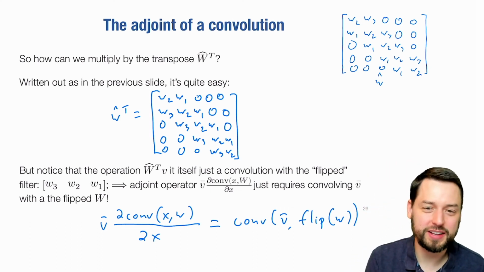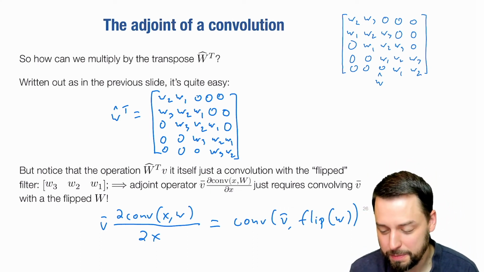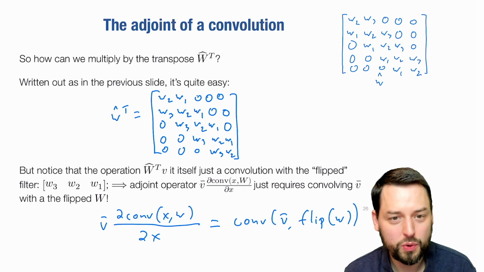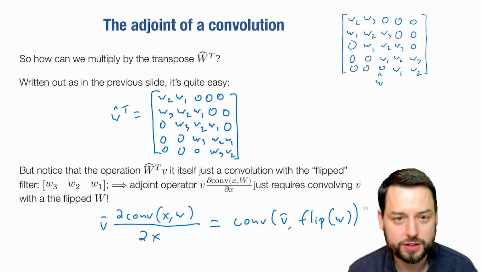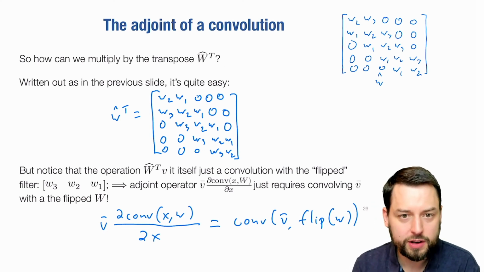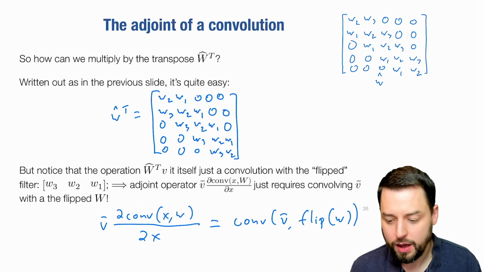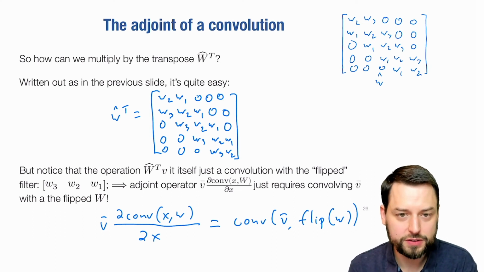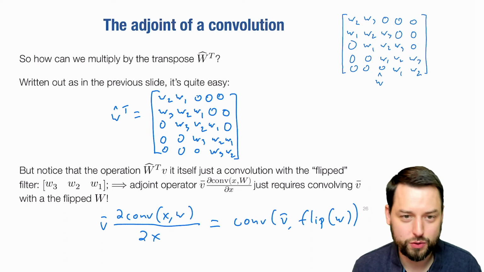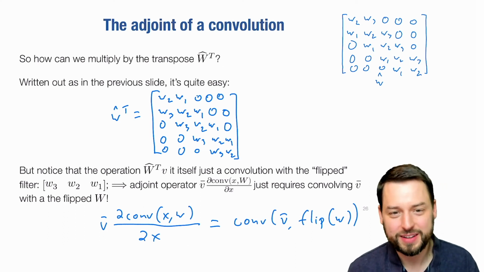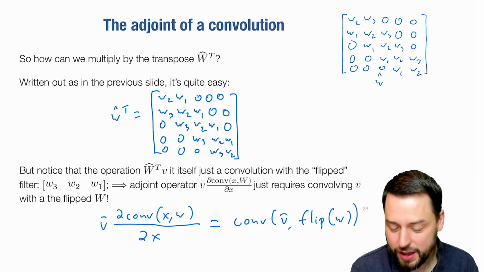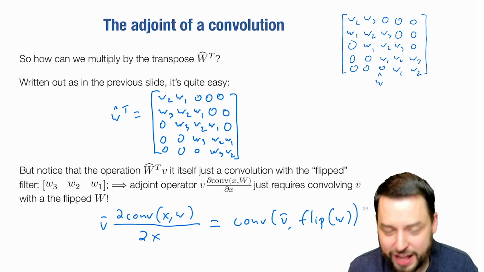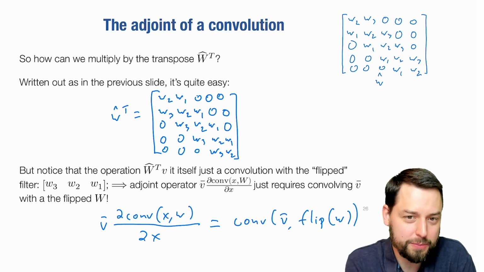That's pretty impressive, right? That's pretty neat. That's all we're doing when we're doing a convolution, when it's transpose of a convolution. We don't need to form this matrix. We don't need to do anything other than just flip our filter and convolve with that. And of course, if you do this twice, it goes back to the original filter, right?